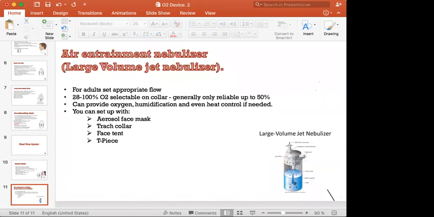The small volume nebulizer is another story. We give treatment with it, actually, like albuterol or Atrovent or anything. The picture of the small volume nebulizer is totally different from the large volume nebulizer, and also the function of both of them is different.